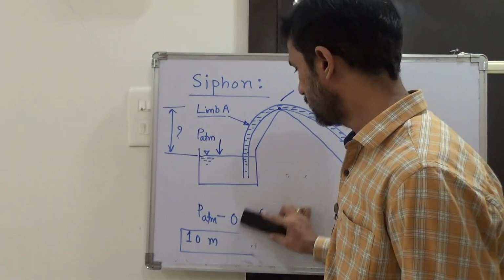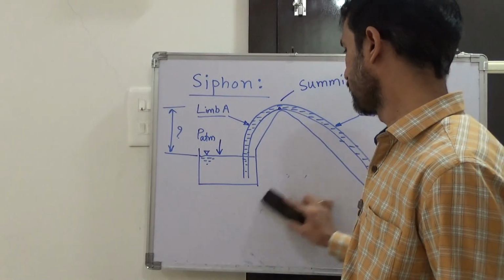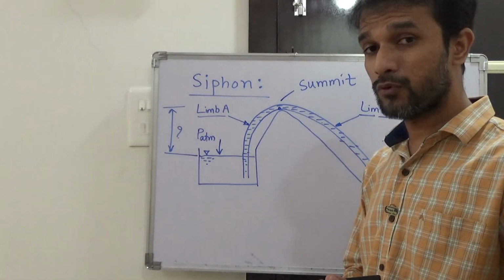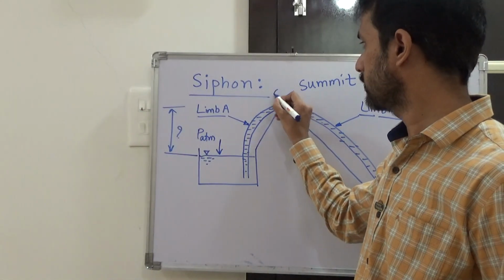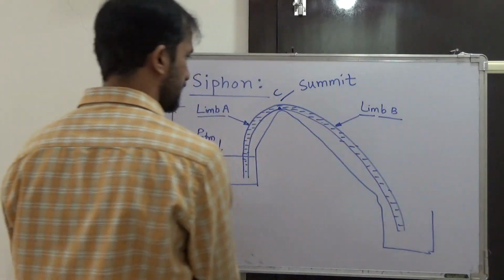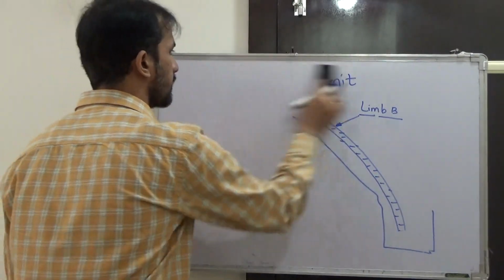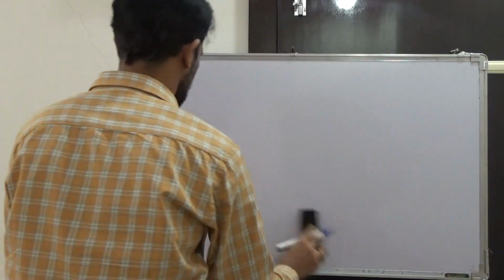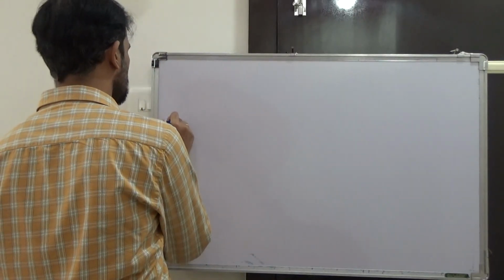So in numerical problems they generally ask you to find this height. For that purpose we will now derive some equations, and we will prove that at the summit, let us say point C, there is vacuum. How to prove that? For that I will draw the diagram. The undergraduate students can copy this diagram and this derivation for examination purposes.